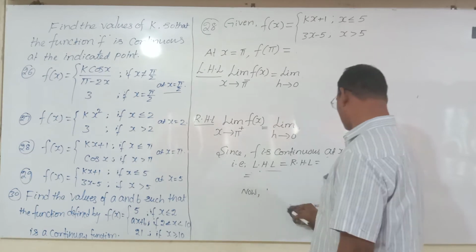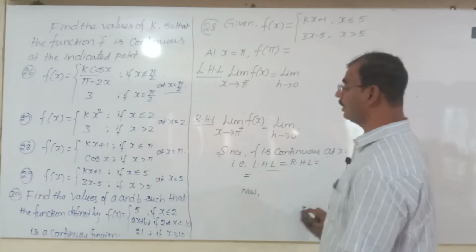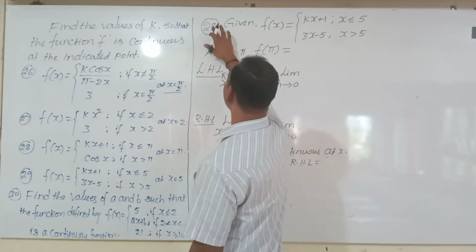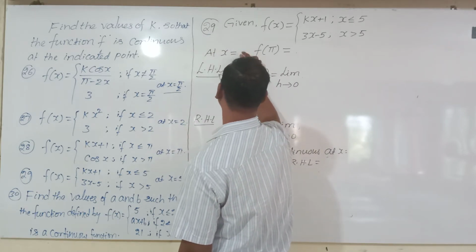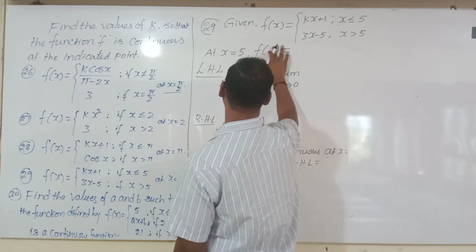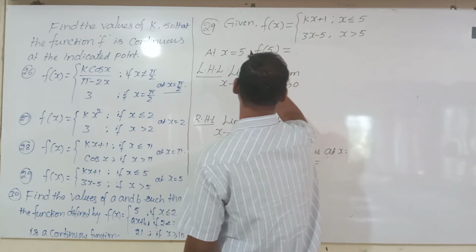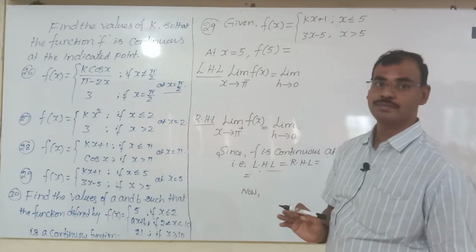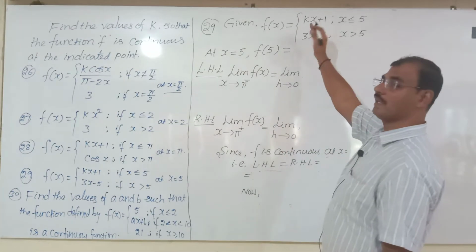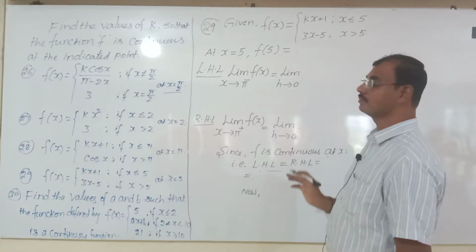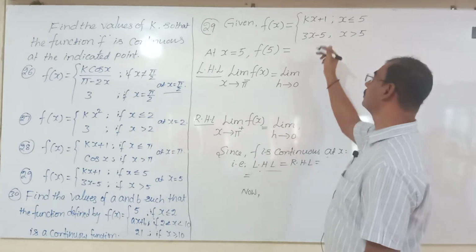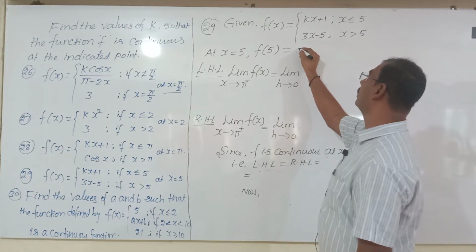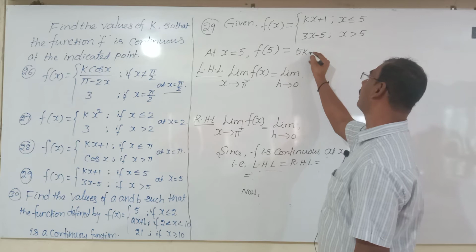Okay, let us see problem number 29. So we have to find out at x is equal to 5. When x is equal to 5, what is f of x? f of x is kx plus 1. So fill x is equal to 5 in the function. It becomes k into 5, 5k plus 1.